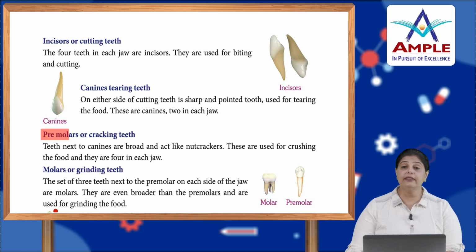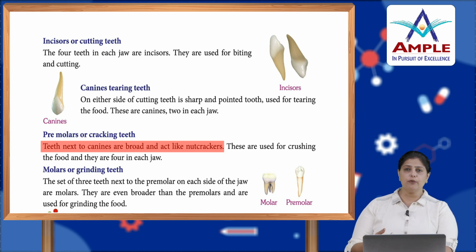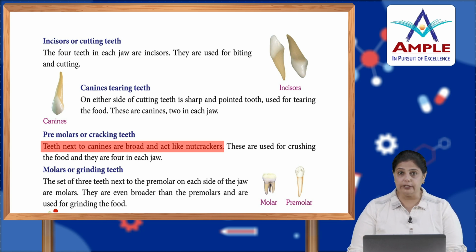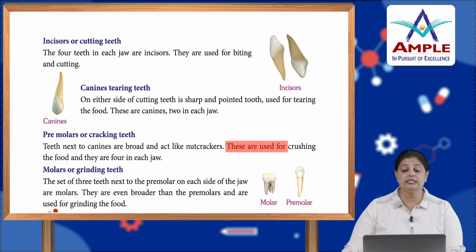Then there are premolars or cracking teeth. The teeth next to the canines are broad and they act like nutcrackers. Suppose you've taken a full walnut and you put it in your mouth, you want to break it. You will always use your premolars, or cracking teeth, to break open the walnut. These are also used for crushing the food and they are 4 in each jaw.